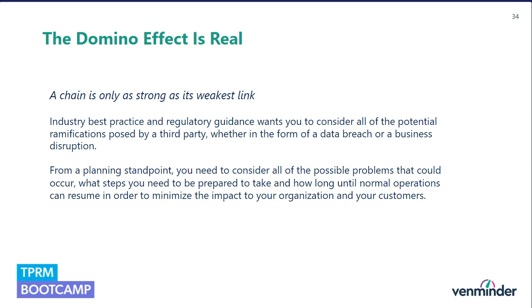In third-party risk management, it's true what they say. A chain is only as strong as its weakest link. Industry best practice and regulatory guidance wants you to consider all the potential ramifications posed by a third party, whether it's in the form of a data breach or a business disruption. From a planning standpoint, you need to consider all the possible problems that could occur, what steps you need to be prepared to take, and how long until normal operations can resume in order to minimize the impact to your organization and your customers. And you want to remember, too, that the work you do has to be documented. If it isn't documented, it didn't really happen, and this is especially true for regulators.